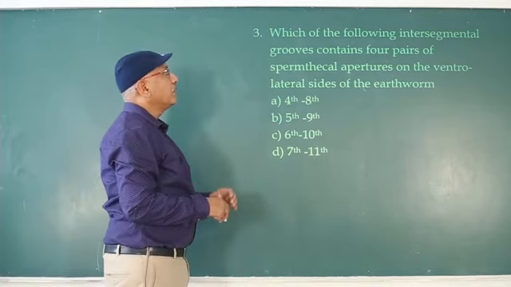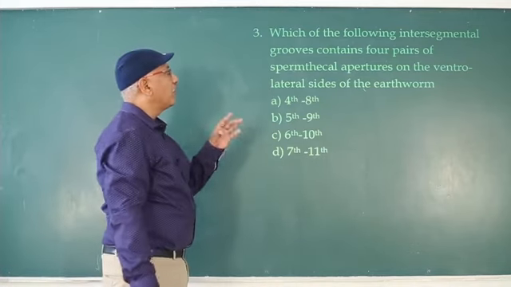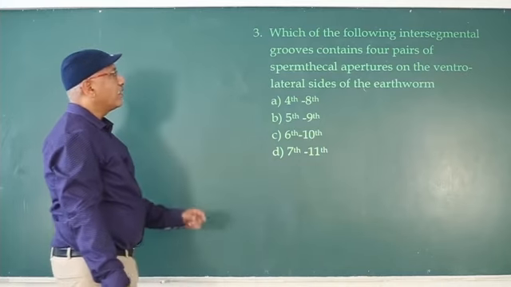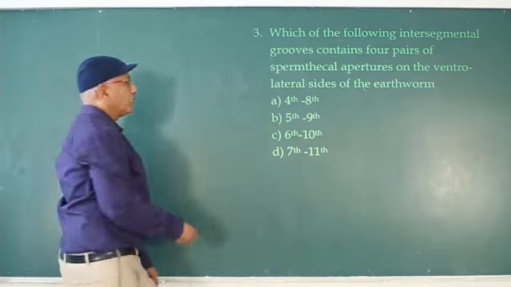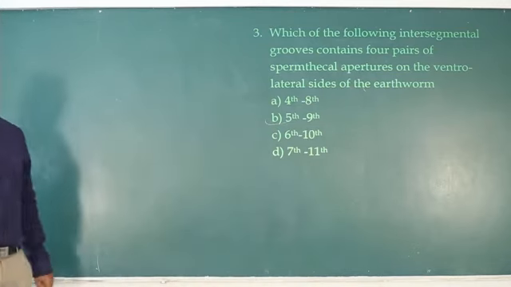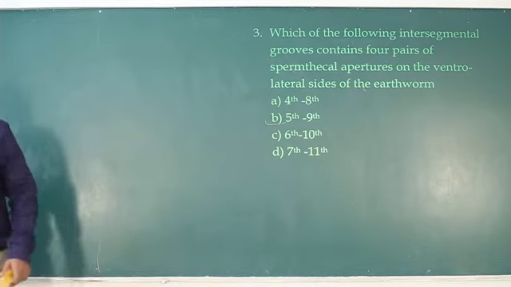Which of the following intersegmental grooves contain 4 pairs of spermathecal apertures on the ventrolateral sides of the earthworm? So that is 5th to 9th. With the help of a diagram, it is better to discuss.